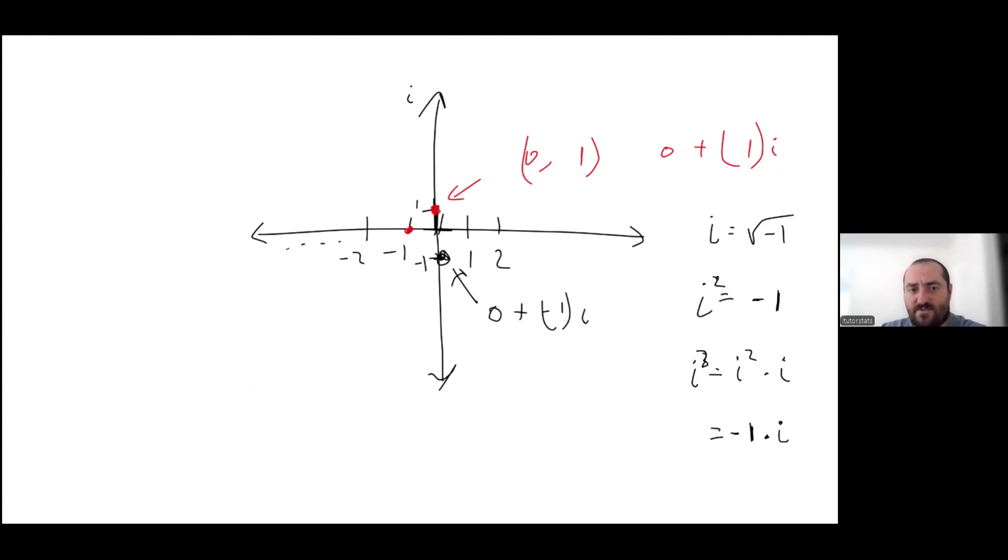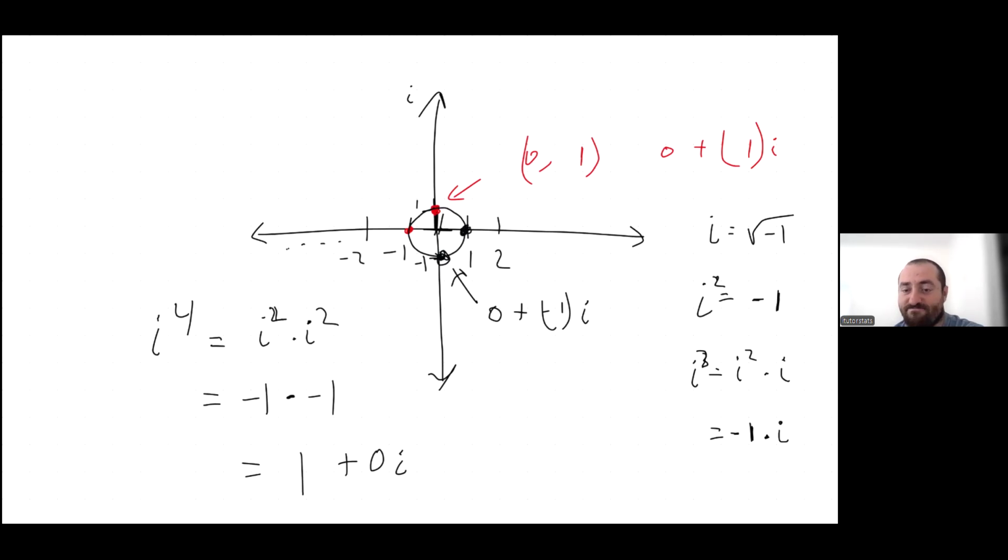Okay. So are we actually going around this circle? That's an interesting question. What is i to the fourth? i to the fourth is i squared times i squared. That would be negative 1 times negative 1. That would be 1. So that would be 1 plus 0i. There's no i there. And therefore, i to the fourth is just 1. And then the cycle starts all over again. That's interesting.